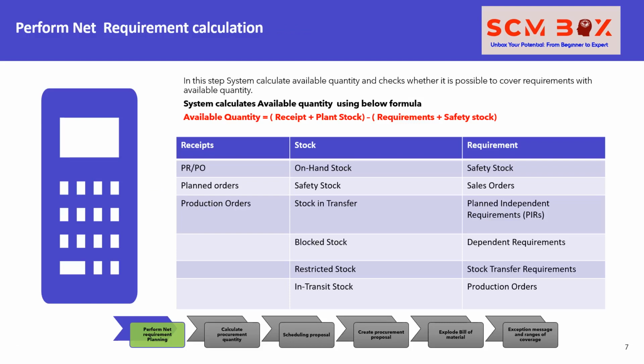So let's get into the net requirement calculation. In this calculation, the system performs the below calculation in order to calculate the available quantity. The available quantity is nothing but your total receipt elements minus total requirement elements. The total receipt elements can be your PR, PO, open planned orders, and open production orders. Those will be considered receipt elements. Stock elements can be on-order stock, safety stock, stock in transfer, blocked stock, restricted stock, and in-transit stock. These are the stock elements considered for the total receipt elements.